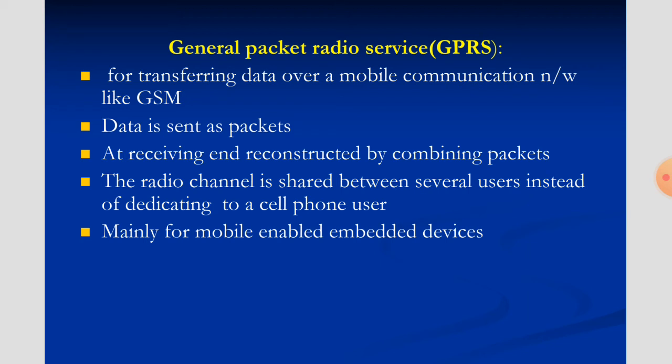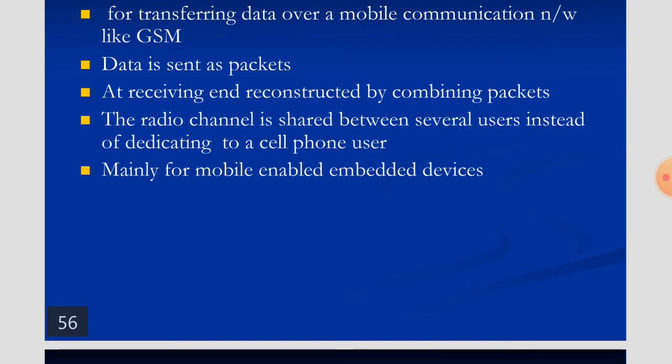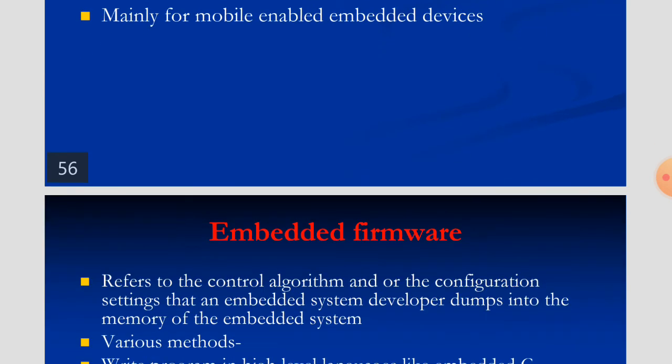It mainly happens in mobiles by using radio channels. Several users can use different radio channels dedicated for the cell phone user. For that you have to pay to use those radio channels, which are shared among different users. It is mainly used for mobile enabled embedded devices.